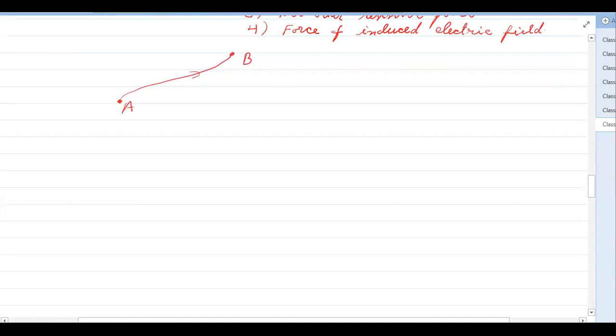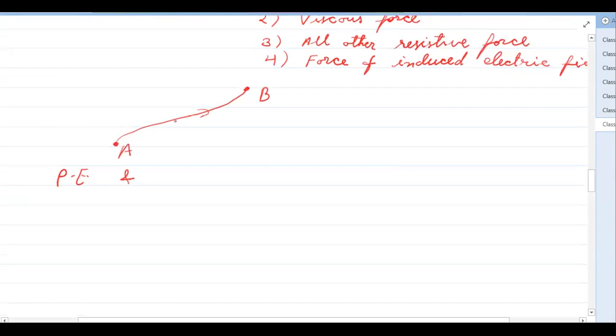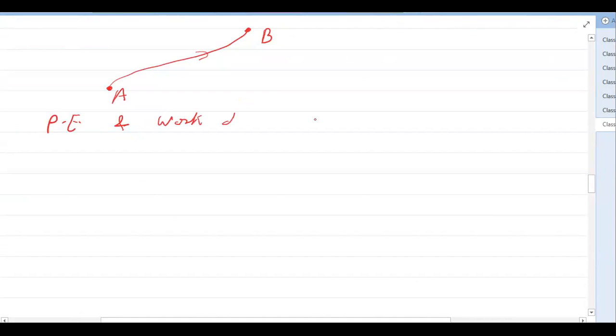So now we're going to write potential energy and work done by conservative force. Work done by conservative force. Force relation. Okay. So what is this?